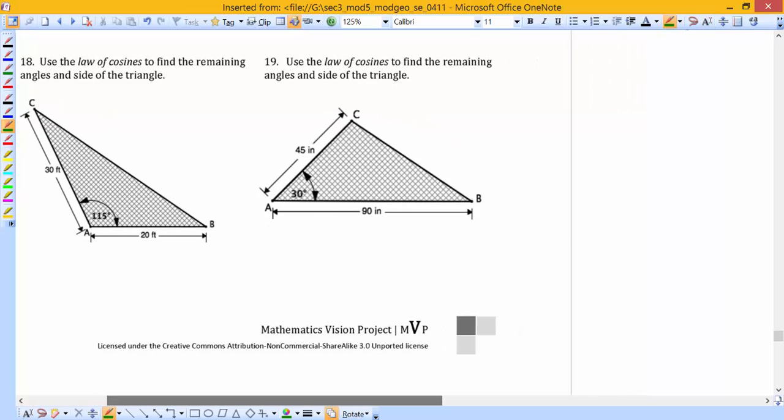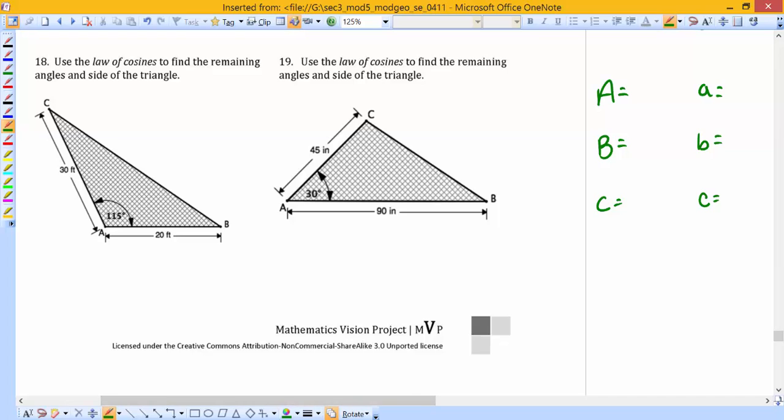If I write out A, B, C, and then little a, little b, and little c, I'm going to write down what I'm given. So I am given angle A is 115 degrees. I'm not given its side length. Side a would be across from it, and I'm not given that. Angle B, I am not given, but I am given the side that is across from it, therefore little b is 30. Angle C I am not given, but I'm given the side that is across from it, which is 20.